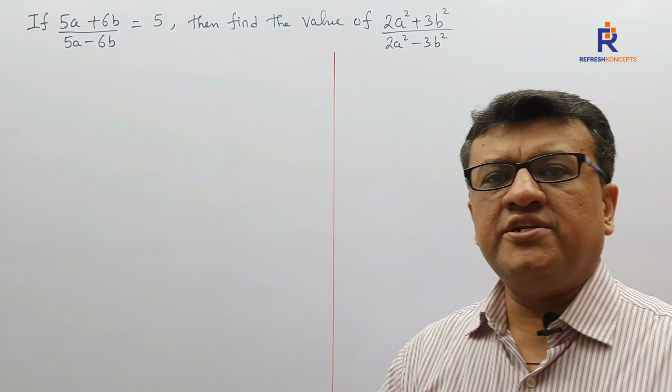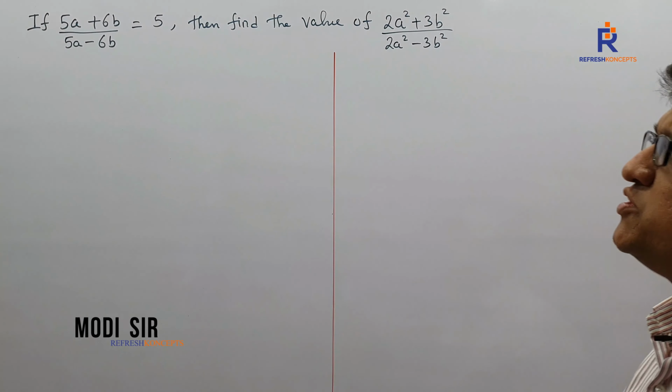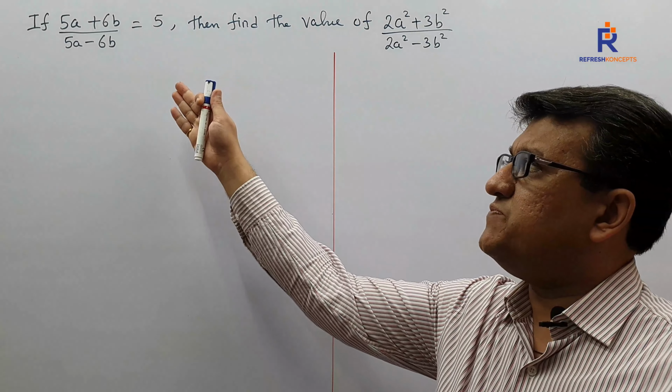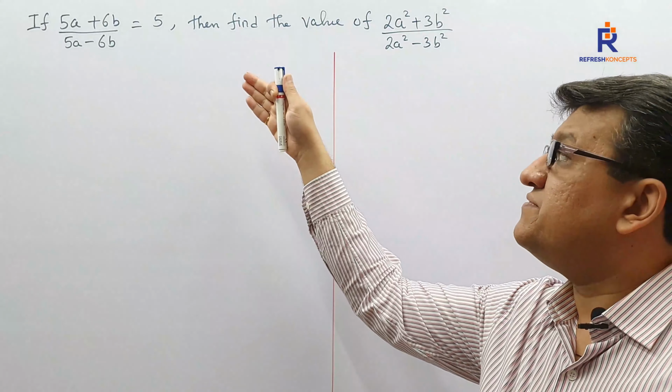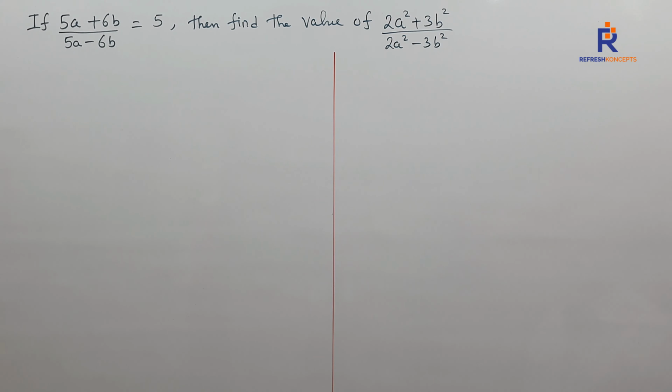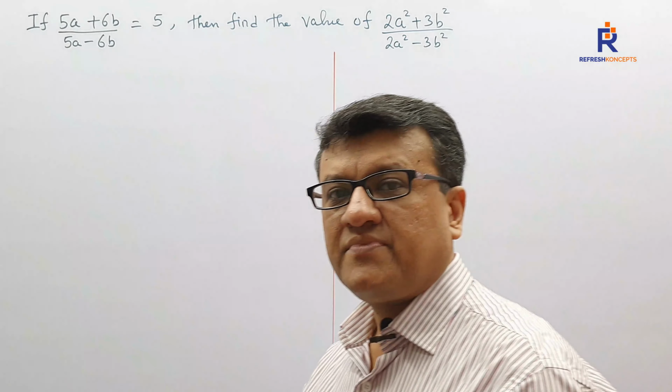Let's go further, children, with the next question. What is the next question trying to say? The next question says, if (5a + 6b) upon (5a - 6b) is 5, find the value of (2a² + 3b²) upon (2a² - 3b²).